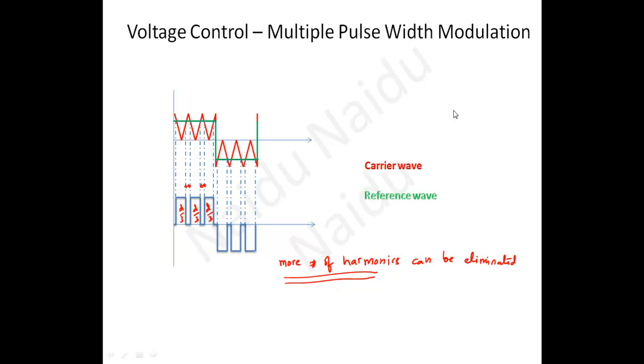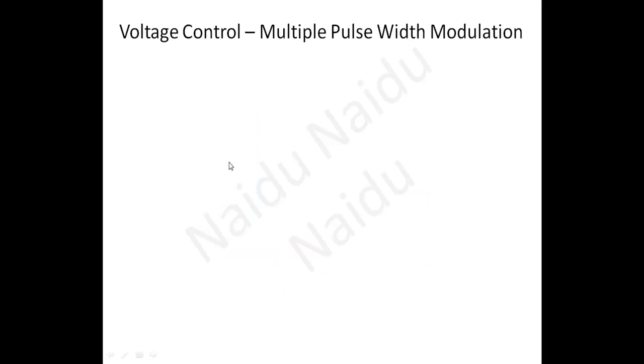But remember, if we compare the carrier wave with a square wave, you get equidistant pulses. That means the distance between each pulse is the same, and the pulses are equal, so the pulse width of this pulse, this and this are the same. In that case, we can't eliminate more harmonics. If you want to eliminate more harmonics, instead of a square wave, we need to go for a sine wave.